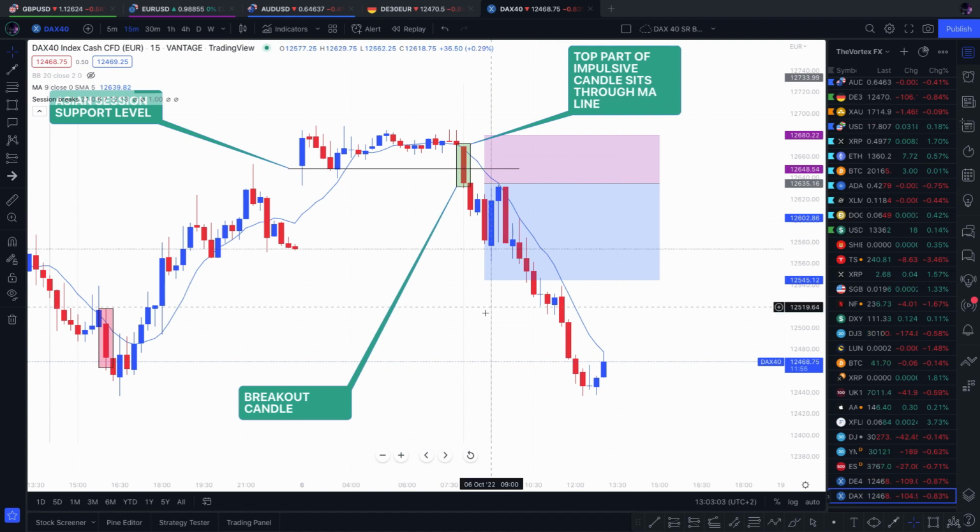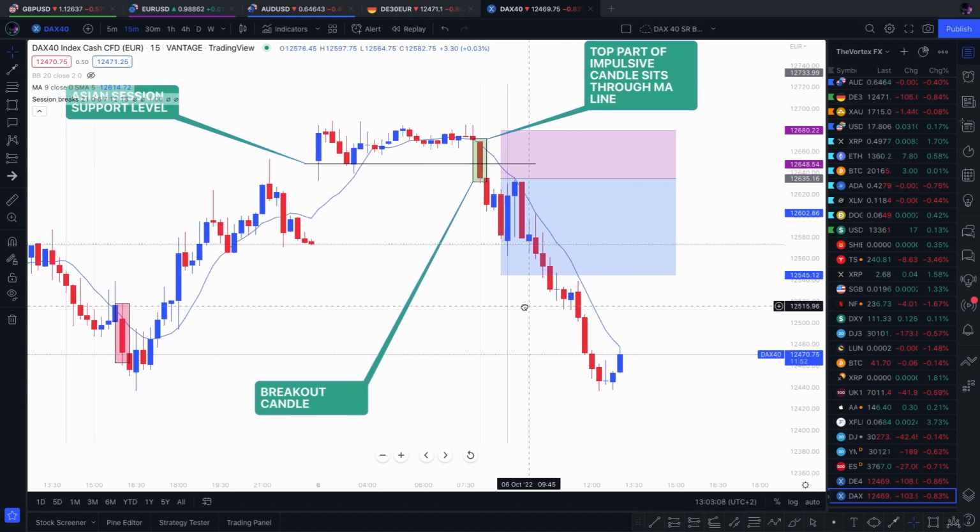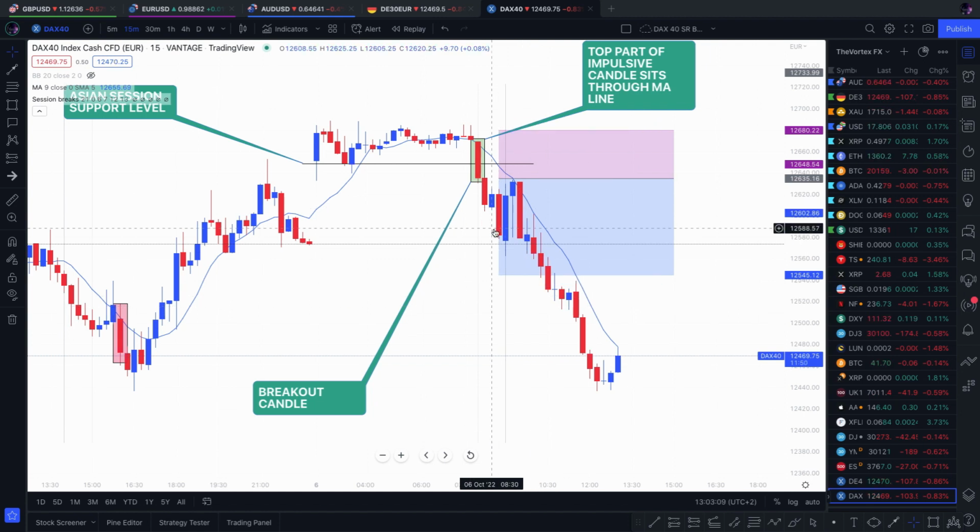Right, so we can see if we are comfortable with our setups and our entry, then we have no reason to freak out if we see price beginning to move in the opposite direction.